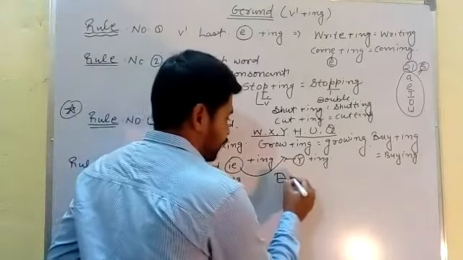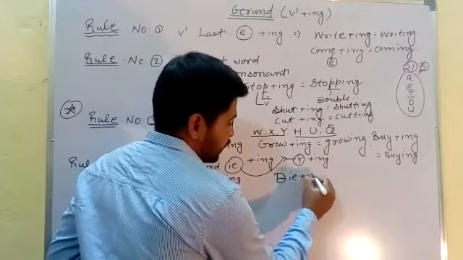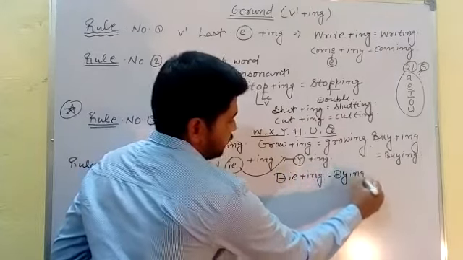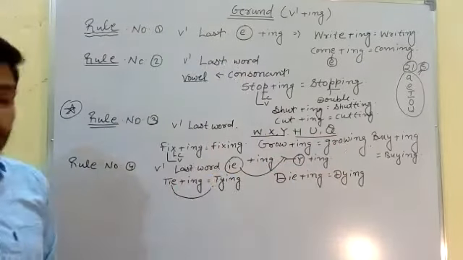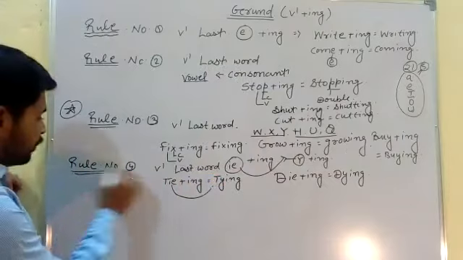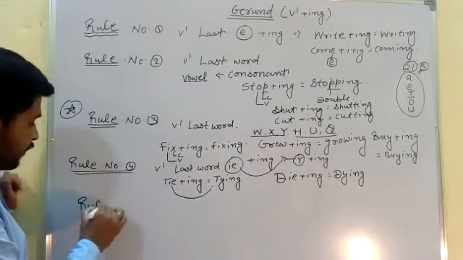Any other example you can find? Die plus ing. And what is the spelling? Dying. I think you understand very well. It is a very simple rule. Rule number four.